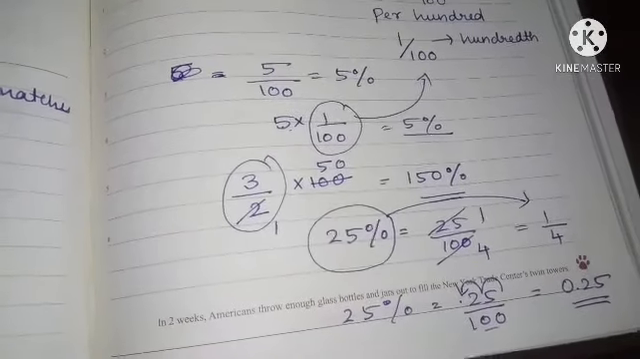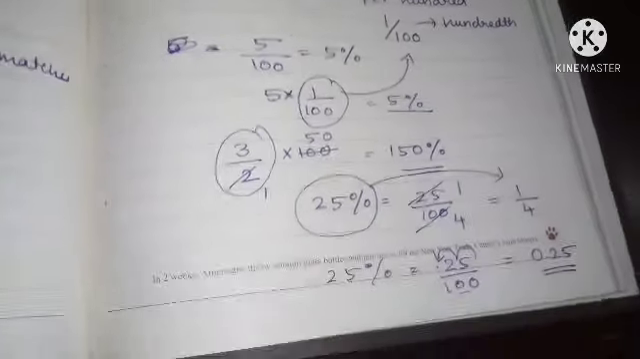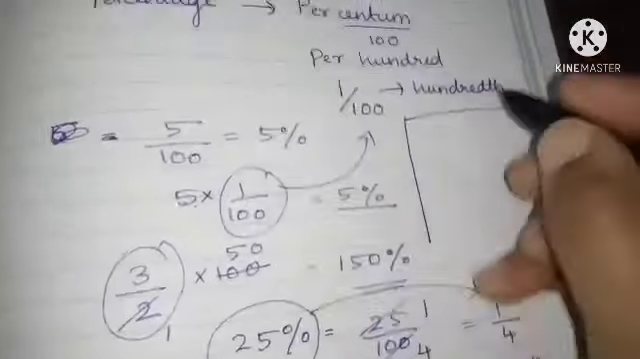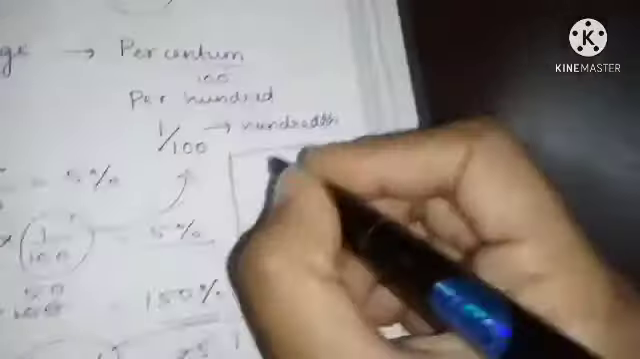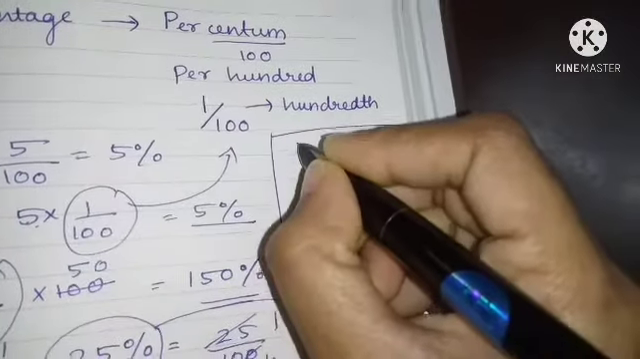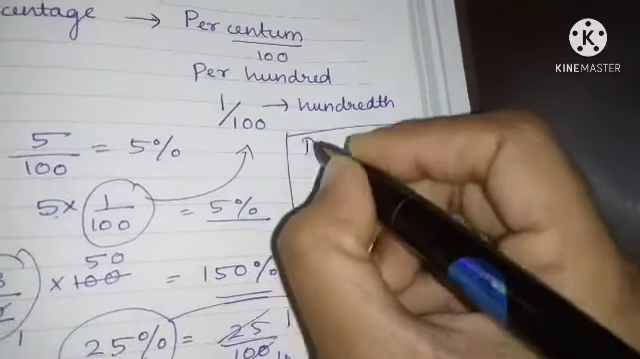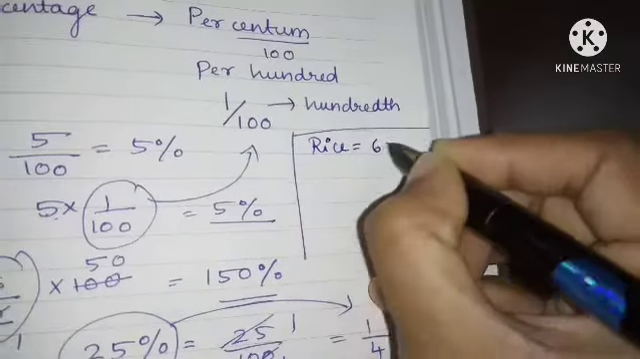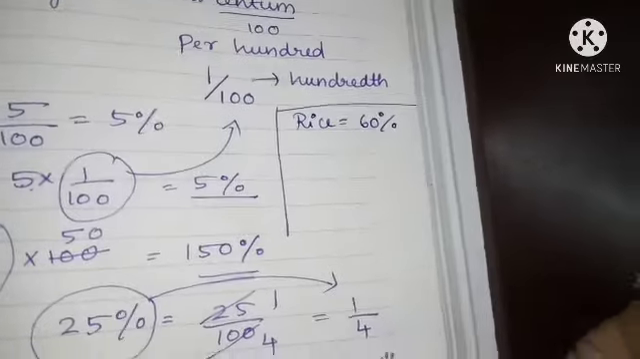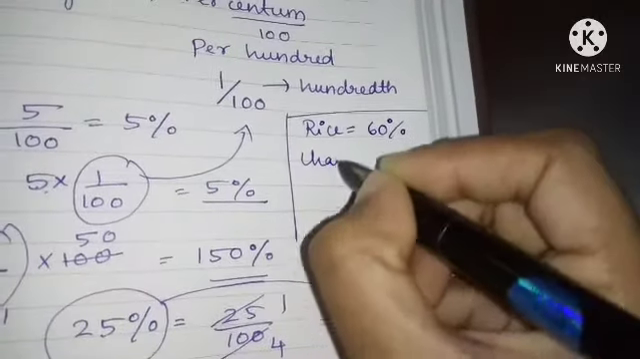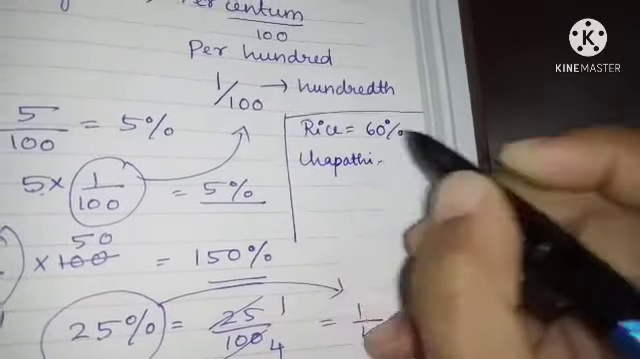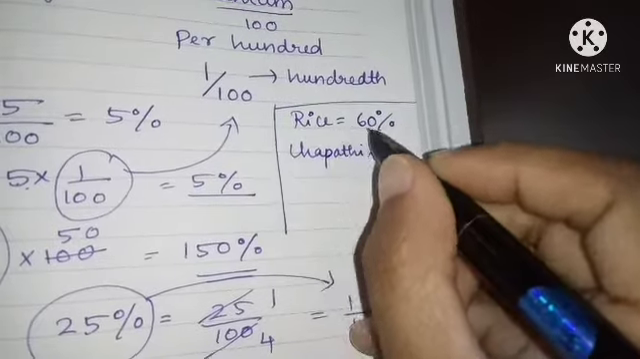Okay. Sometimes they will ask you, few people like rice and few people like chapati. Okay, so the percentage of people liking rice is 60%. So how many people like chapati? How to find it? See, few people like rice.